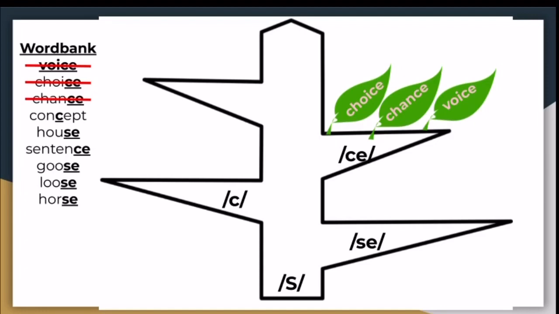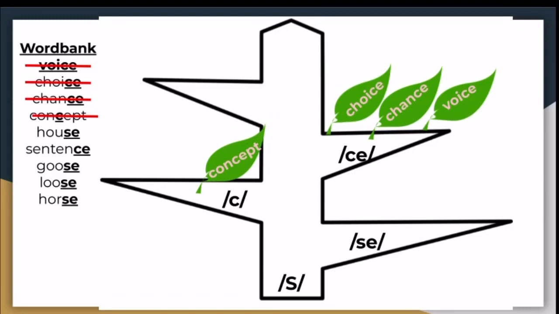Let's move on. Where does the word concept fit on our spelling tree? Ding, ding, ding. If you said the C branch, you were correct. Although it is a little confusing because you hear the K sound at the beginning of concept, that's why in the word bank I had highlighted, if you look back, the C in the second part, because that makes the S sound. Let's move on to the next one.